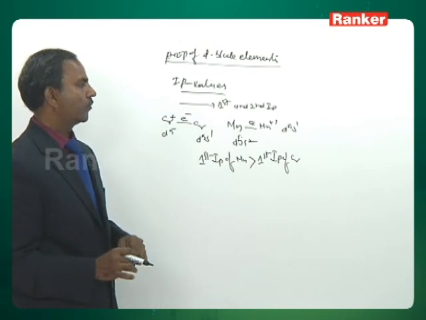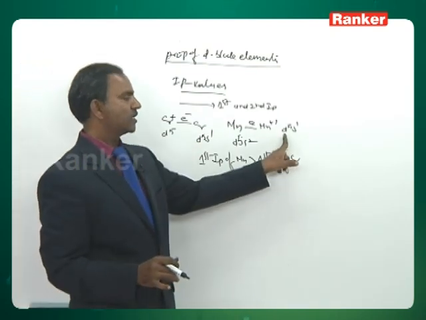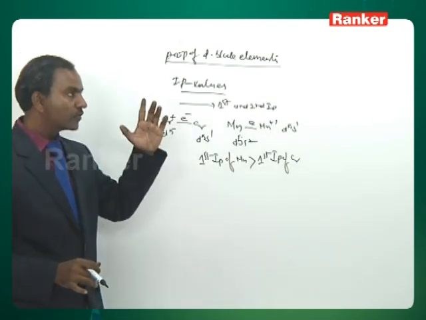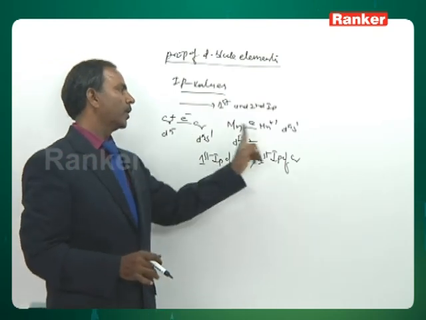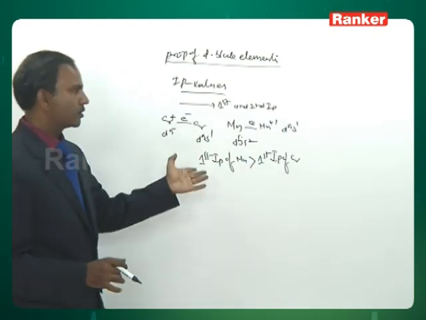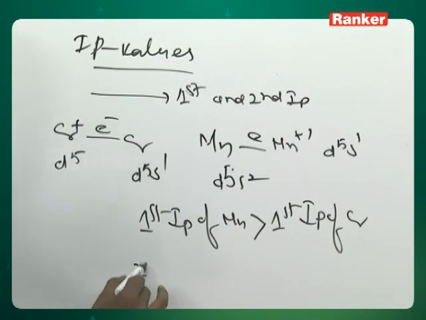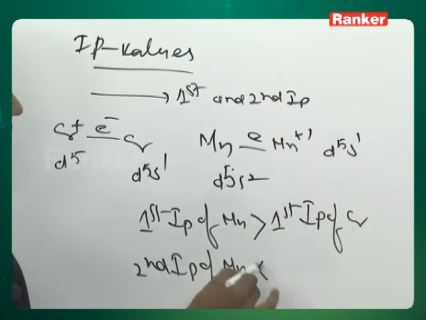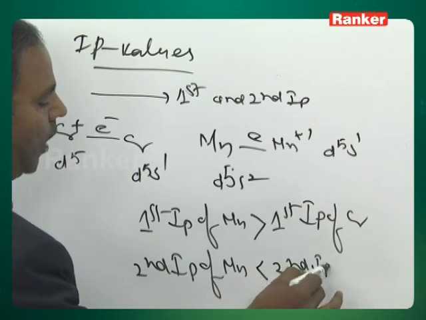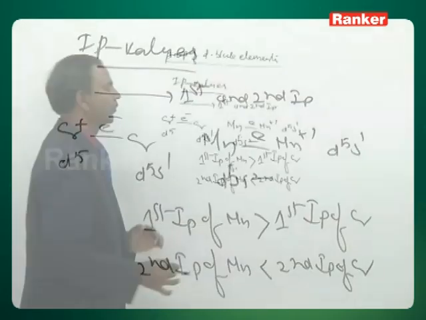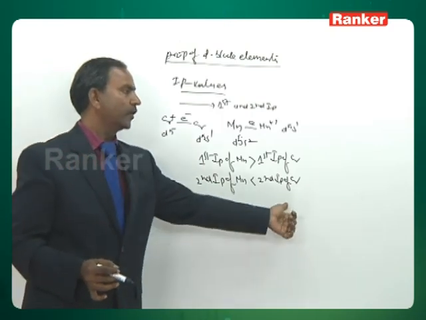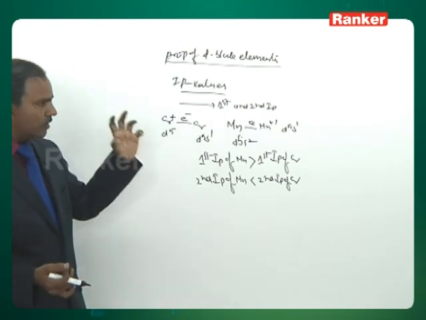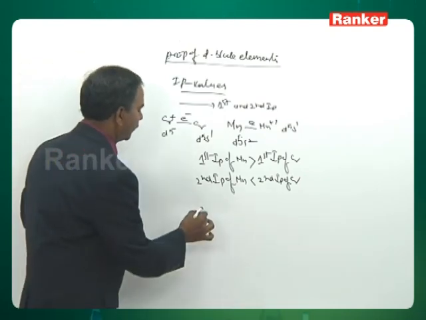Next, after the removal of one electron from manganese and chromium, manganese has D5S1 and chromium has D5S0. So the removal of the second electron from chromium is difficult, but you can easily remove an electron from S1. The same statement I write like this, look at the board: the second IP of manganese is less than the second IP of chromium, but the first IP of manganese is greater than the first IP of chromium.